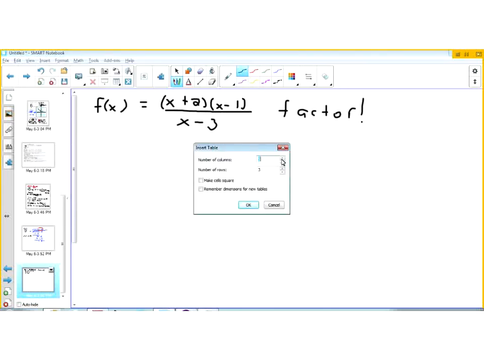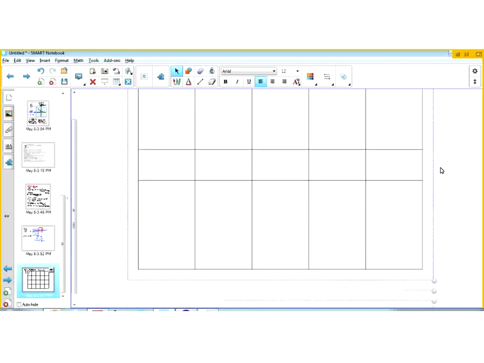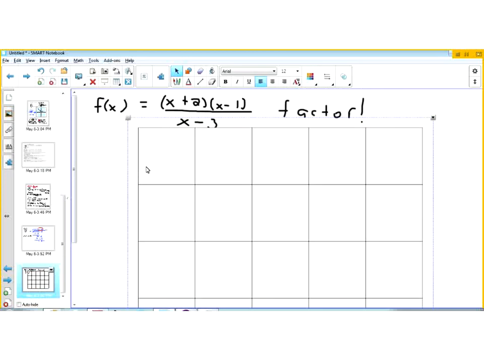So let's see if I can insert a table. Okay, so the number of columns will be 4, and the number of rows will be 4. The number of columns will be 5. Okay. All right, so here we have this table, and I'll show you what content to put in this table.